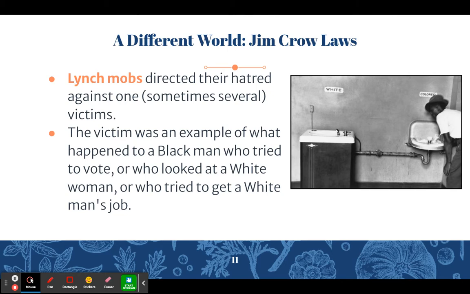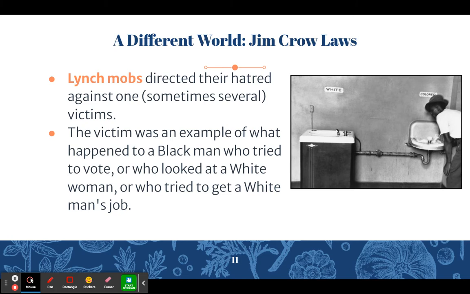Another thing to consider with Jim Crow laws is that oftentimes there would be lynch mobs. These would be groups of people directing their hatred against one or sometimes several victims. The victim could be anything. It could be a Black man who had tried to vote, or who had looked at a white woman, or who had tried to get a white man's job. These groups, typically of men, though I don't want to say it was always all men, of white people would attack, pretty viciously, a Black person for doing something that was perceived to be improper.